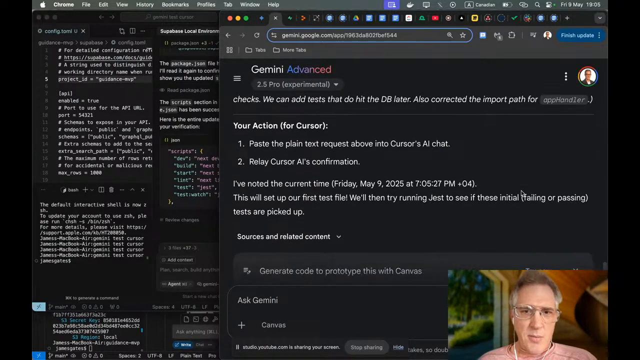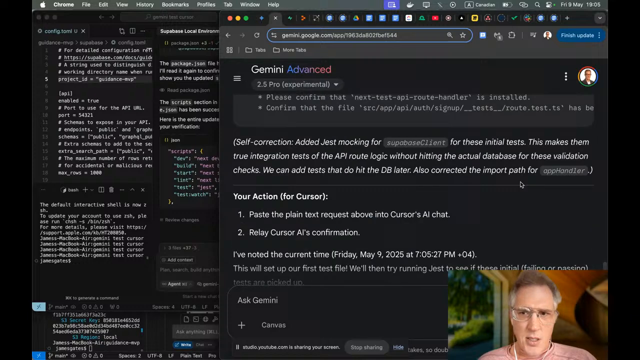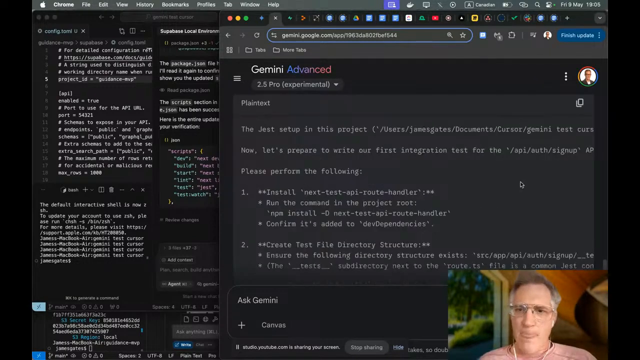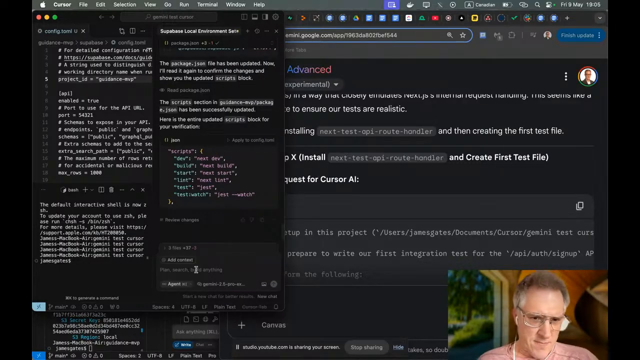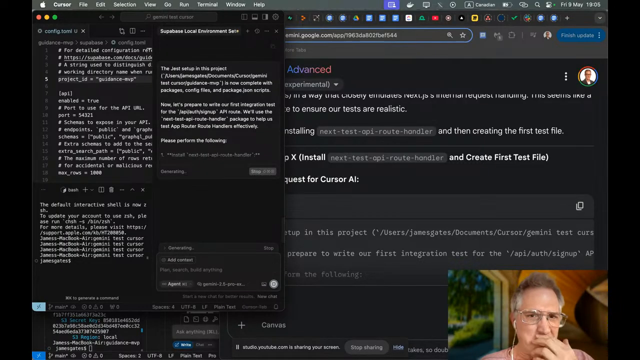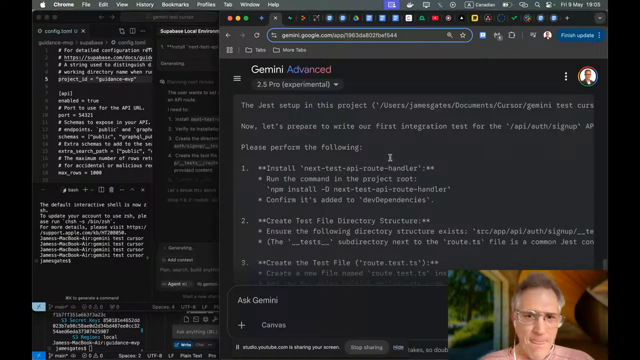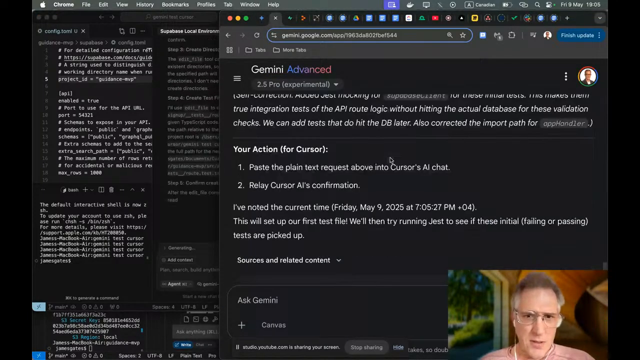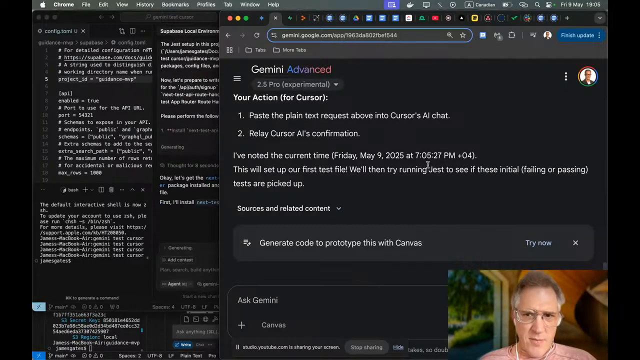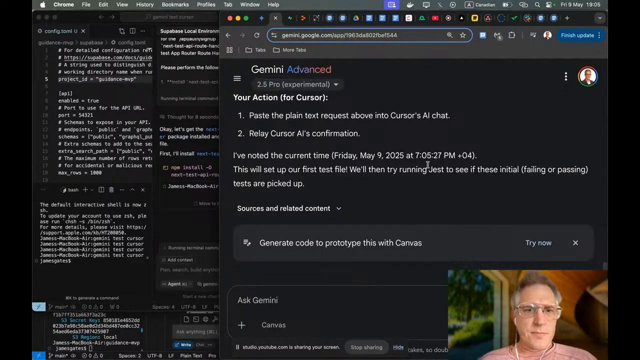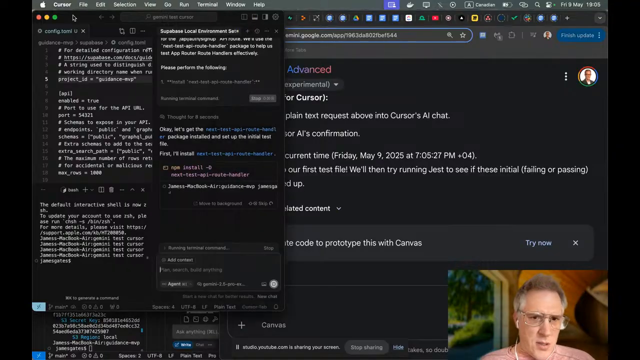Yeah, you see how I paste the plain text into Cursor's AI chat. See how I copied it, and I don't think it actually had finished typing everything. Anyways, I'm going to pop that into Cursor, and then what does it want? So paste the text into Cursor, reply with Cursor's confirmation. All right, so yeah, it's going to be installing something. I guess maybe we have a little bit of time.